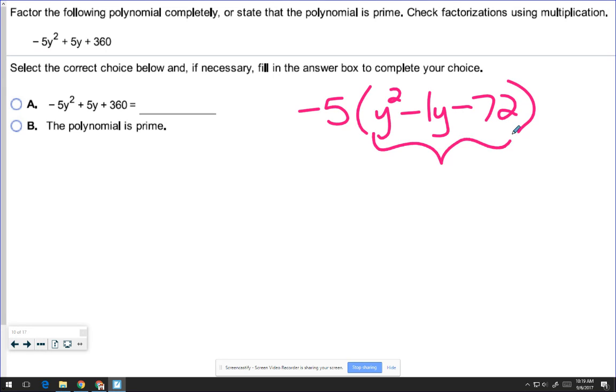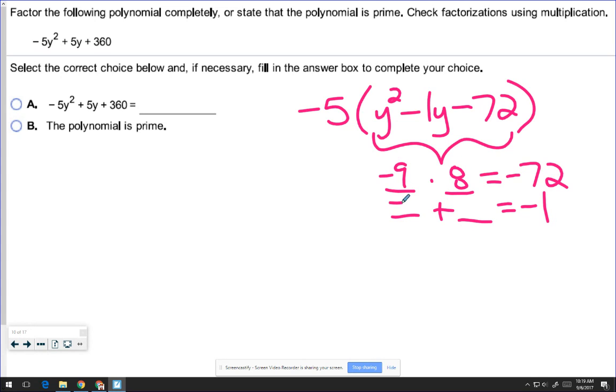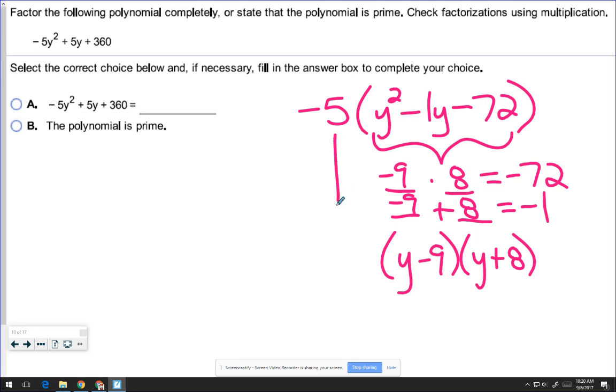We now look at this inside guy. He is a shortcut 3-term factoring. What multiplies to -72 and adds to -1? That would be -9 and +8. So we would get y minus 9, y plus 8. Don't forget about our GCF from a while ago.